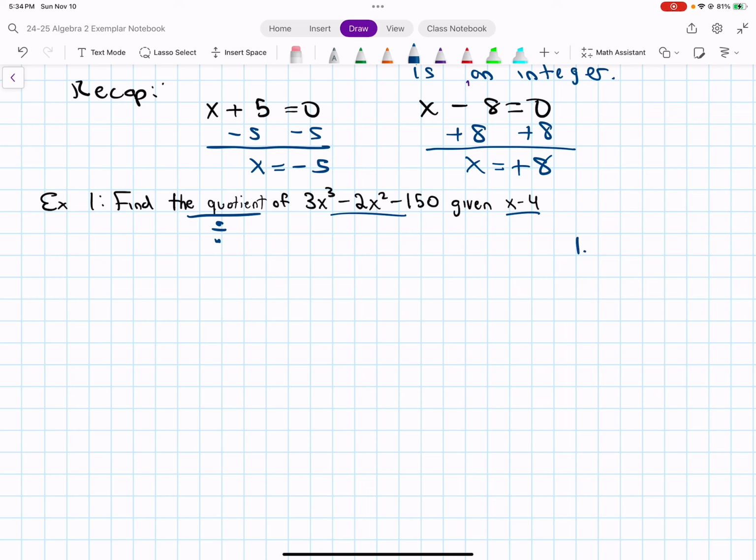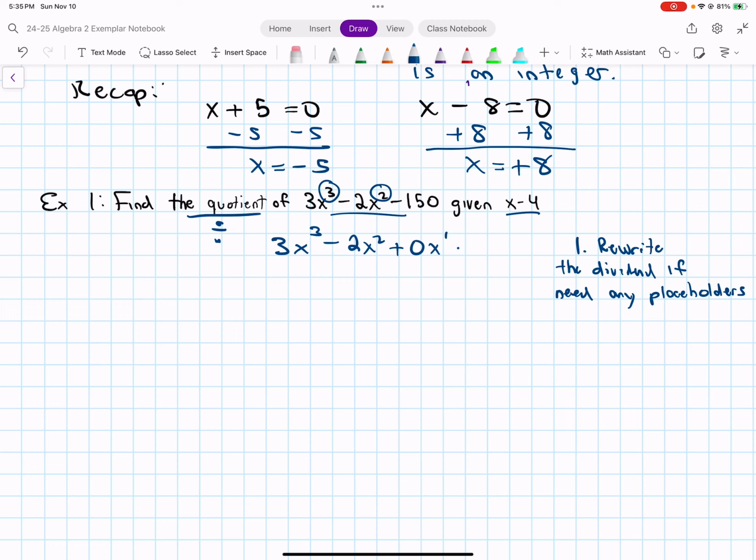So just like before, step 1, we write the dividend, if needed, with any placeholders. So we go 3, 2, up. We don't have x to the first power, and so we have to rewrite it now as 3x cubed minus 2x squared plus 0x to the first power minus 150.